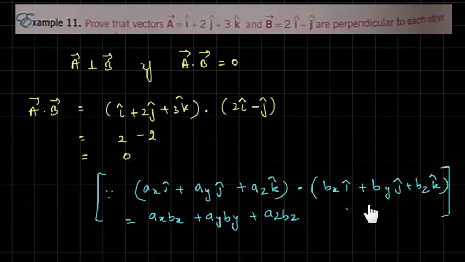This we studied in vectors before, that the dot product of two vectors written in i j k form is ax bx plus ay by plus az bz.